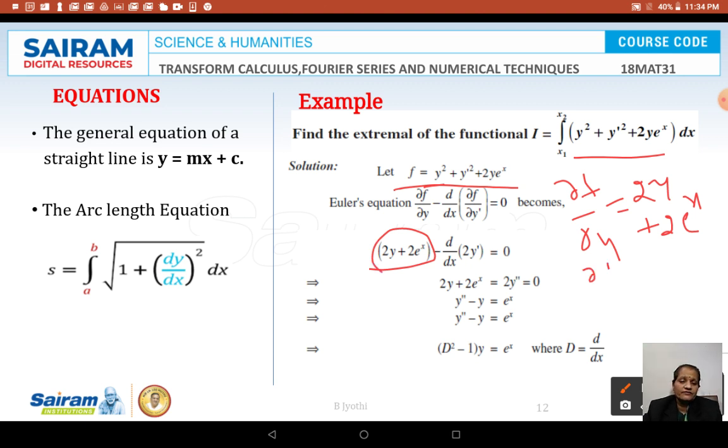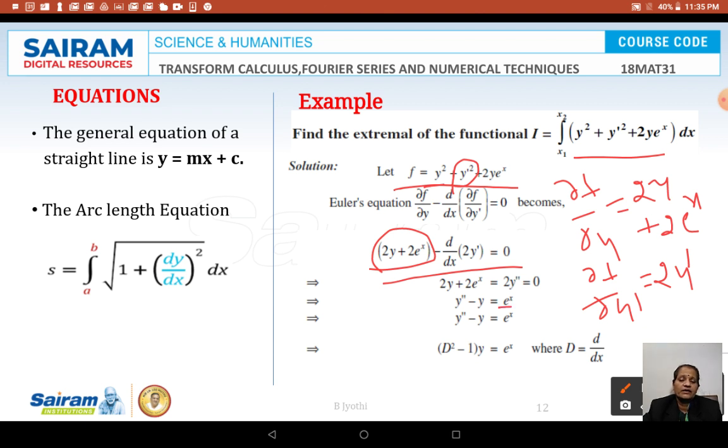Next, let us find dou f by dou y dash. Only the middle term needs to be differentiated, so we get 2y dash. Dou f by dou y dash is 2y dash, and dou f by dou y is 2y plus 2e to the power of x. Let us substitute in Euler's equation.